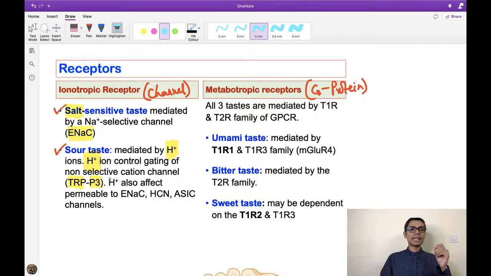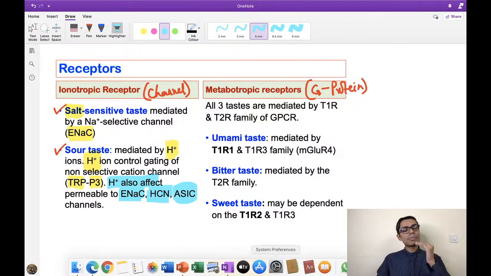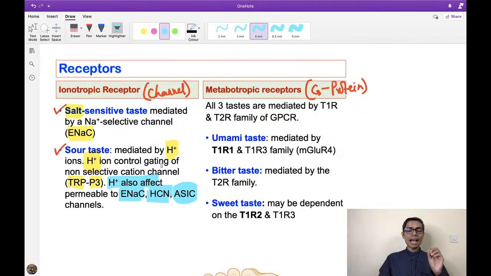Although H plus ion can also affect the HCN channel, the hyperpolarization-activated cyclic nucleotide gated channel, which is also present in the nodal tissue of the heart, it can also affect the acid sensing ion channel, which is also responsible for pain perception in response to chemicals. So these ion channels are also present at the dorsum of your tongue, right? They can be activated by sour, but the main channel responsible for sour detection is nothing but your TRP-P3 ion channel.